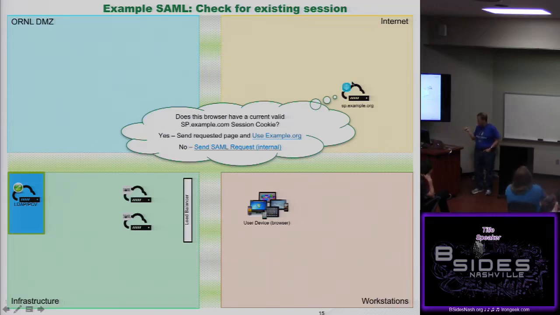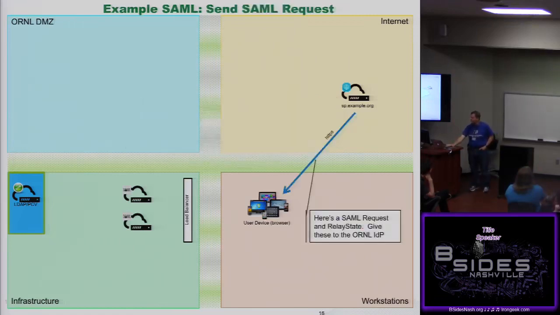The service provider then asks the question, does this user have a valid session with me at this point? Great. If we do, then they can use it. If not, where am I supposed to send this user? There are a couple of different patterns for that, and that's what they talk about as IDP discovery. But in this case, we're talking about SP, so it knows that it should send this user to the ORNL's provider.